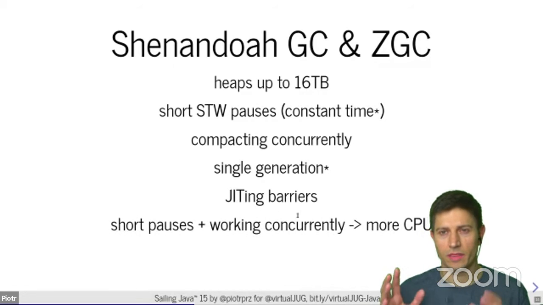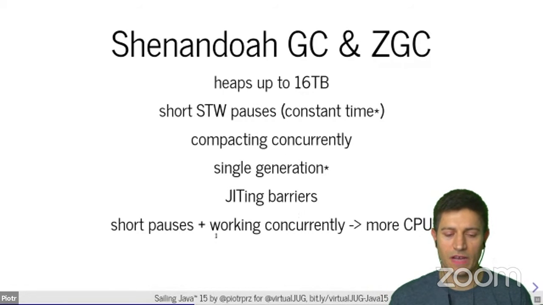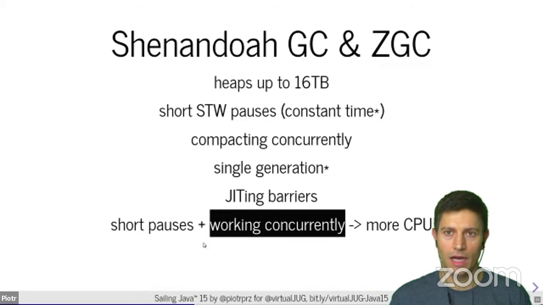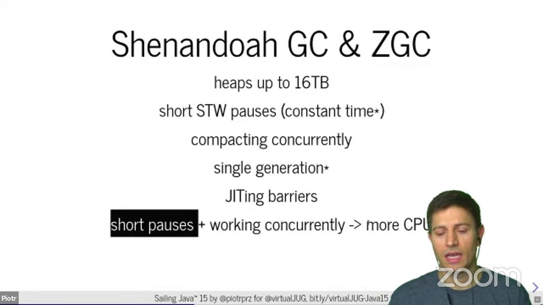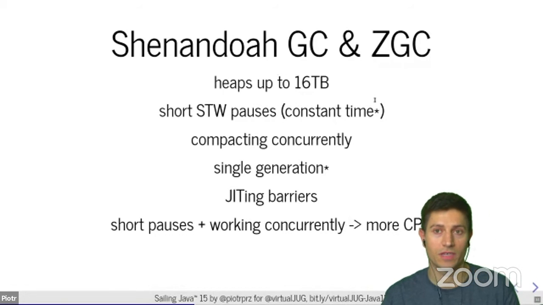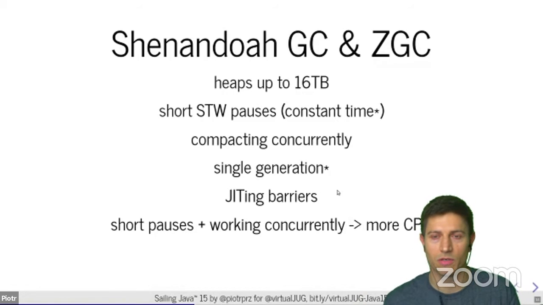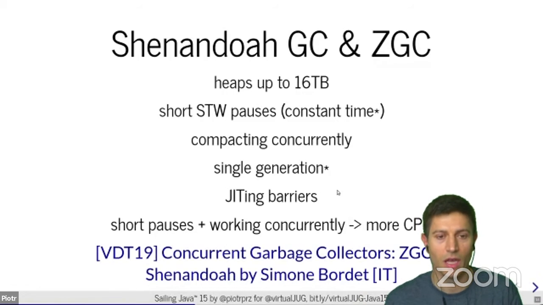And there's one thing I'd like you to remember. They are not always better for your problem, for your program, for your runtime. Because they are working concurrently, and they try to provide short pauses, they end up using more CPU. So your CPU consumption will most probably grow if you start using Shenandoah or ZGC instead of, for example, G1 or other garbage collectors. What you'll get then are short stop-the-world pauses, which will make your system more predictable in terms of API response times and so on. So yeah, there's a nice talk about them from Simon Bordet.